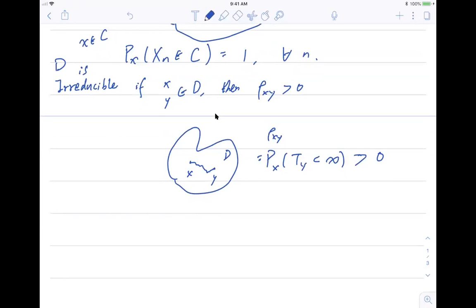I gave you several examples in the last lecture, but let's see one more example.